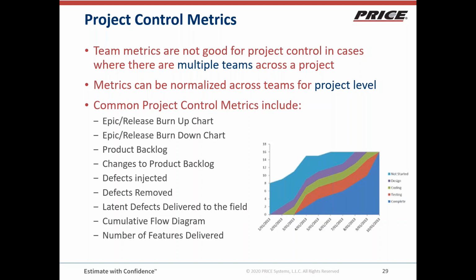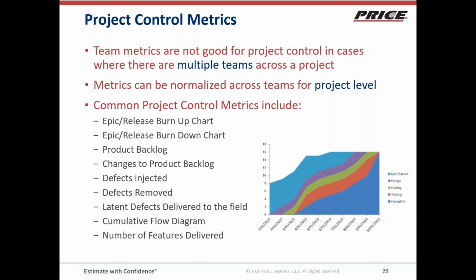Product backlog: what's the size of the product backlog in whatever normalized metric you're talking in, and how has the product backlog changed? Have stories been added to the product backlog since the beginning of the project? Have stories been removed? Changes aren't so much about changed priorities, but about changes to the actual set of capability that's being addressed. You want to look at defects. How many were injected? How many were removed? How many got delivered to the field?